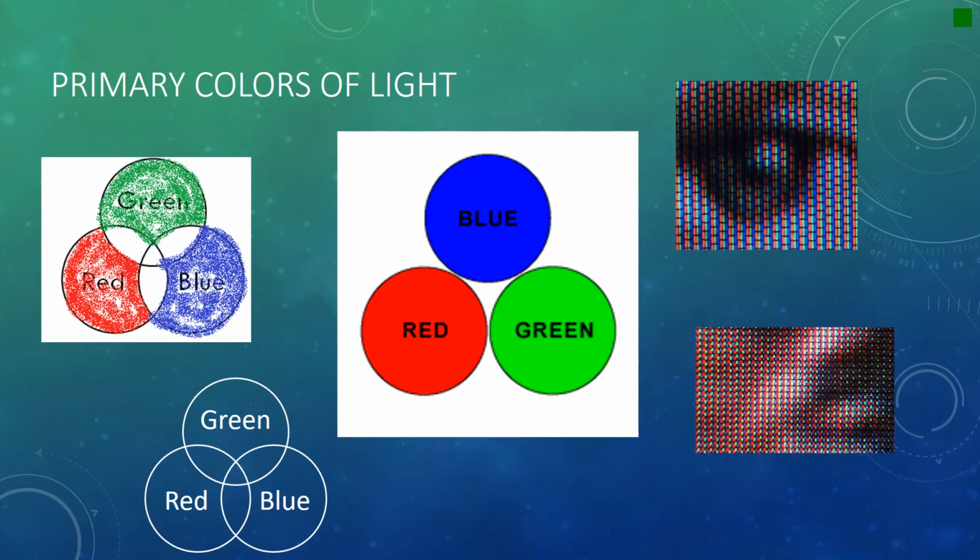So there are three primary colors of light. That's red, blue, and green. And for every color after that, all you have to do is mix these three colors in different combinations and different percentages and densities or whatever, right? And you'll get all the other colors of light.